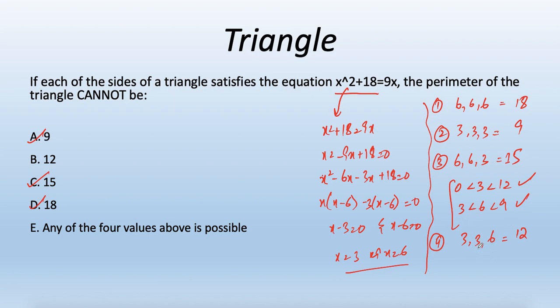We can see that if I consider 3, what is the difference of the other two? 6 minus 3 is 3, and this is not possible, because any side of a triangle must be greater than the difference of the other two sides based on the triangle inequality, and that condition is violated here. That's why the perimeter can't be equal to 12. All of 9, 15, 18 are possible, but 12 is not possible based on the triangle inequality rule.